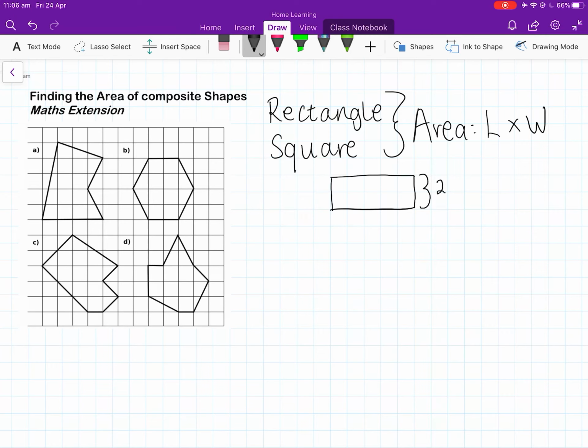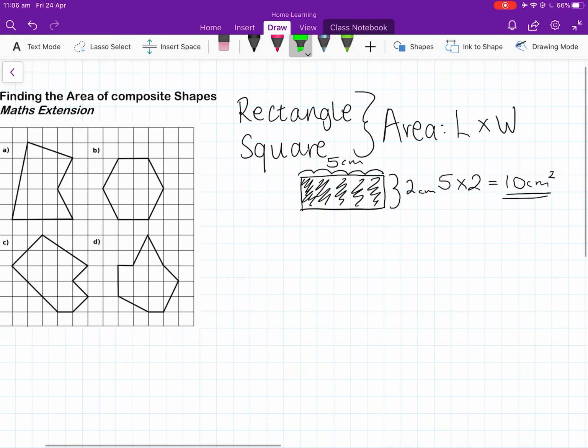You can see down the side, I've got 2 squares. And on the length, 1, 2, 3, 4, 5. Okay, so if I was to work out the area of this rectangle, I just need to do 5 times 2, and I get the answer 10. If it was centimeters, it would say just like that. And then because it's squared, there's squares on the inside, it's centimeters squared. So inside my rectangle, I have 10 squares, which gives me the area of that rectangle.